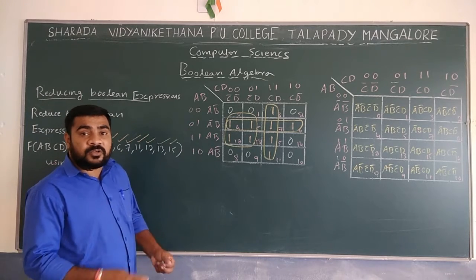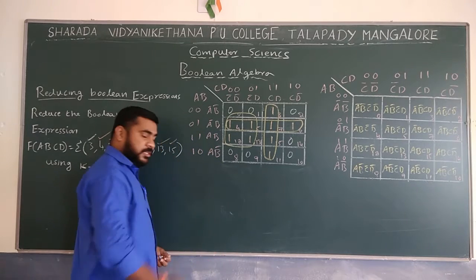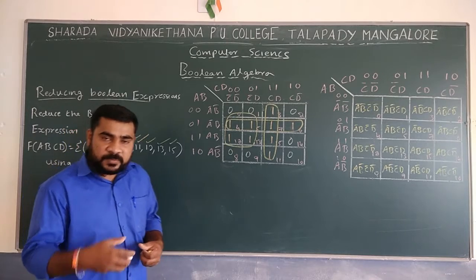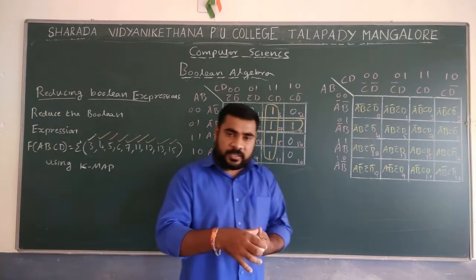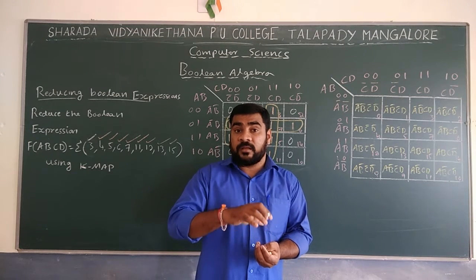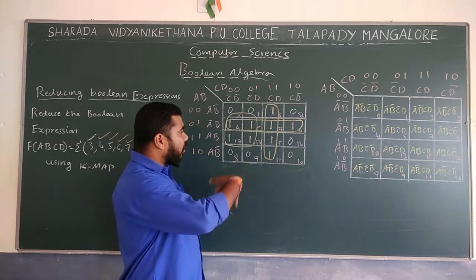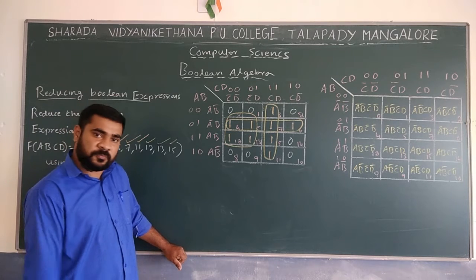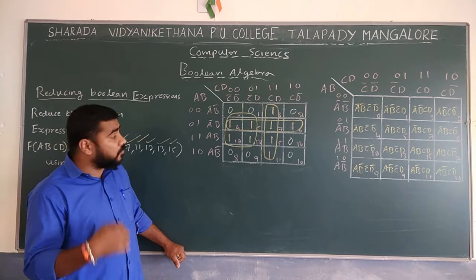After making the groups, the next step is how to reduce them. Understood how to make the group? Whenever overlapping is possible, all the concepts should be applied: pairs, octets, quads, overlapping, edge rolling, map rolling. Whichever concepts are required, you have to apply them and make the groups based on them. Then after making the groups, you have to reduce.